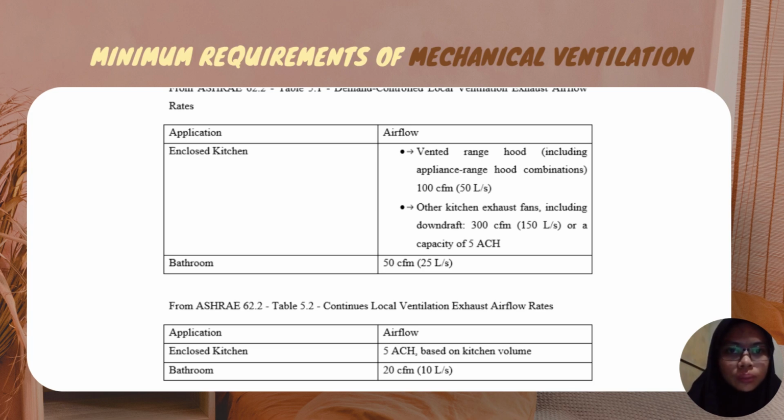And referring to table 5.2, continuous local ventilation exhaust airflow rates, the enclosed kitchen airflow is 5 ACH based on kitchen volume, and the bedroom is 20 CFM, or in unit L per S is 10.